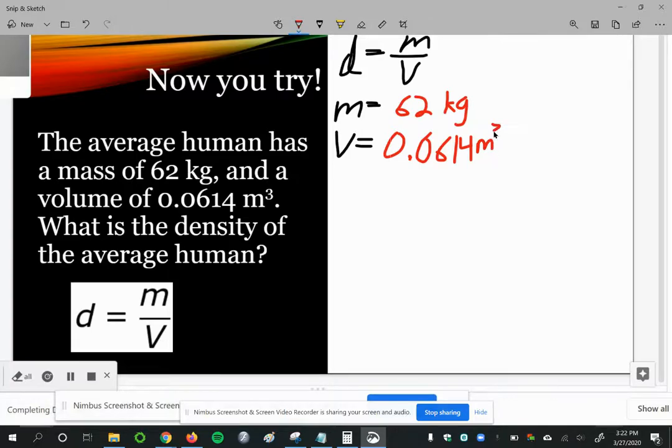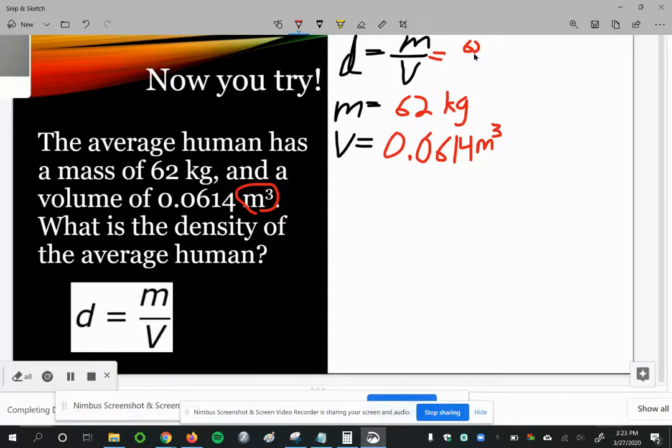Now, that might seem like a small number. You're like, that's how much space a person takes up? That can't be right. Well, remember, the units are different here. This is a cubic meter, not a milliliter. So it's a little bit different. Okay, so we have all the information we need to calculate density now.